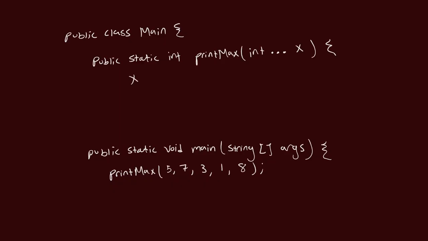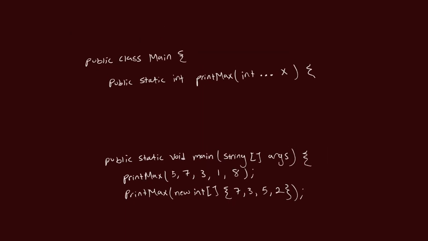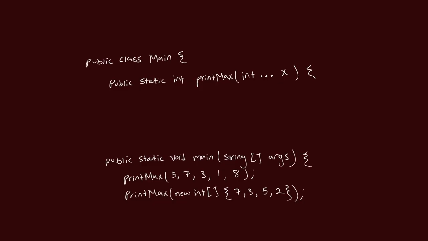Okay. So this x is going to contain all of these values as an array. So that means x of 0 will hold 5, x of 1 will hold 7, and so on and so forth. And this also works with arrays too. So if you do print max and we pass in an array, so if we do new int square bracket, and then we pass in a few values, let's say 7, 3, 5, 2. The same idea applies. They are all going to be represented by x.